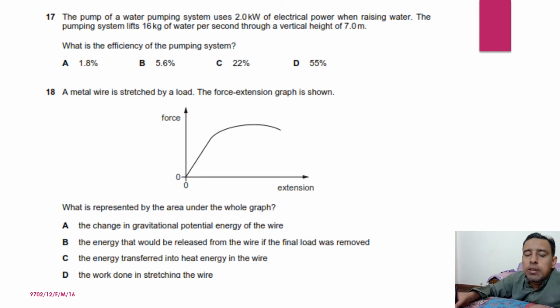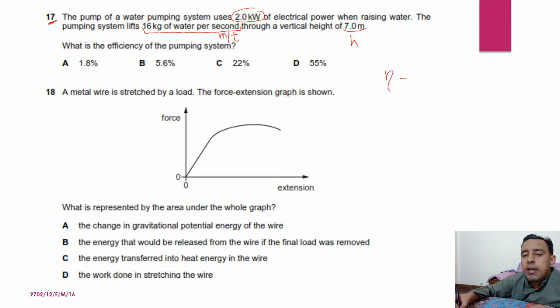Moving towards question number 17, sorry. Look at this question. The water pumping system used 2 kilowatt of electrical power while raising the water. To use it, so it is the input one. The pumping system lifts 16 kg water per second. So mass over time is given here, and up to the height of 7. So the potential energy is involved here.